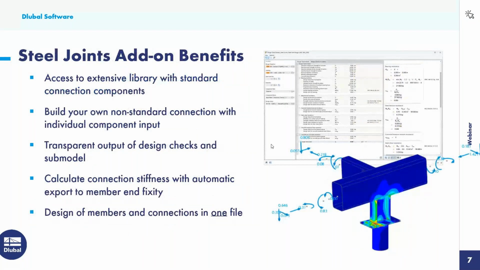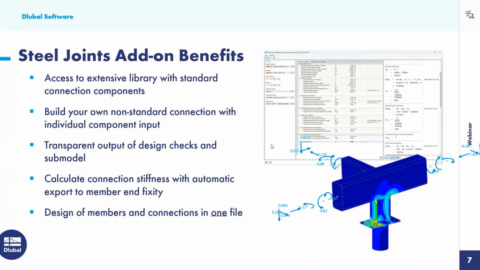So we might be wondering, what are the benefits of this particular add-on over other connection design programs? So within the RFEM 6 Delubal Center, we have access to an extensive library with standard connection components. This means that if we do have a pretty basic connection, we can always go to our library and insert in these components automatically to apply to our model.